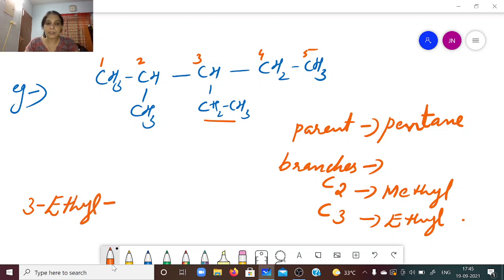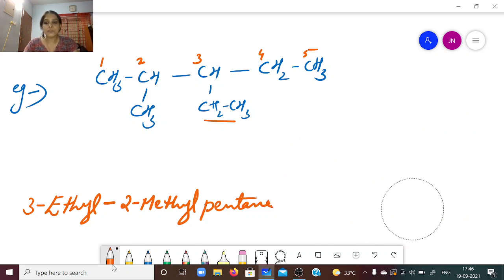Then I will put a hyphen and I will write 2-methyl. And one more thing, you should be careful that alphabets and digits should be separated by a hyphen. So 3-ethyl, 2-methyl, then the parent. What is the parent? Pentane. This is the name of this particular compound. So I included two rules in this, that is counting the longest carbon chain and numbering the branches so that they will get the lowest numbers.